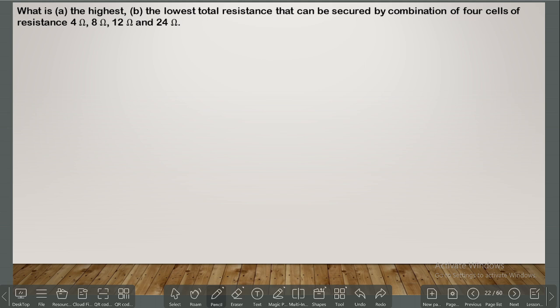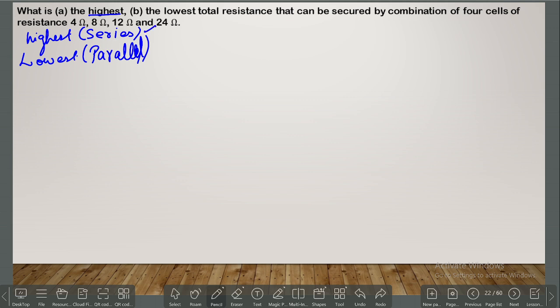So the next one, what is the highest? Highest means, as I already said, the given combination is in the form of series, and lowest means the given combination is in the form of parallel. Clear? The word highest represents series, and the word lowest represents parallel. Now, what is the highest and the lowest total resistance that can be secured by the combination of 4 cells of resistance 4 ohm, 8 ohm, 12 ohm and 24 ohm?